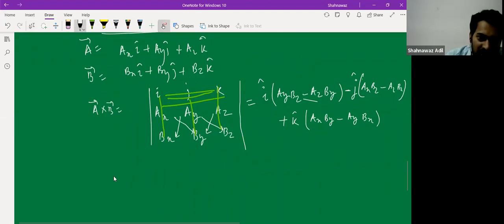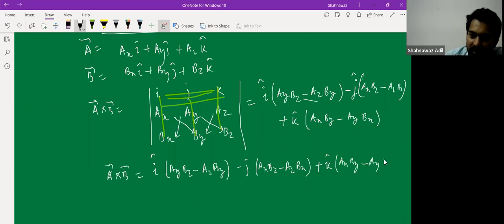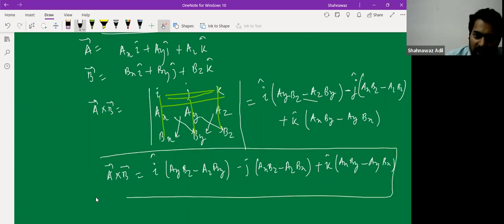So let me write it here. A cross B will be i of (AY, BZ minus AZ, BY) minus j hat (AX, BZ minus AZ, BX) plus k (AX, BY minus AY, BX). Okay, so this is when you use the determinant method of the vector product.